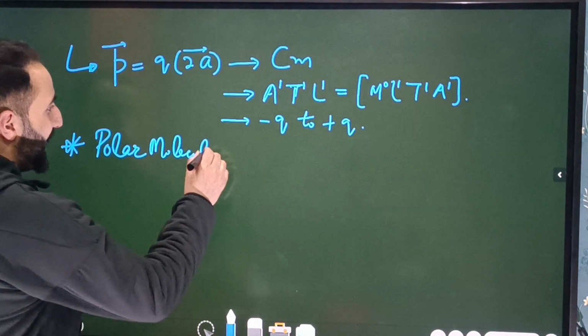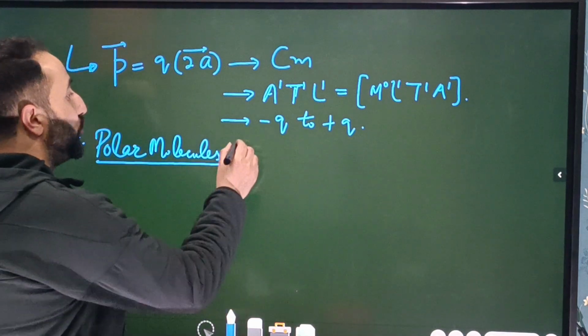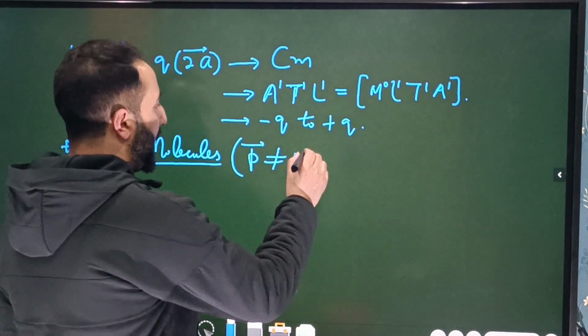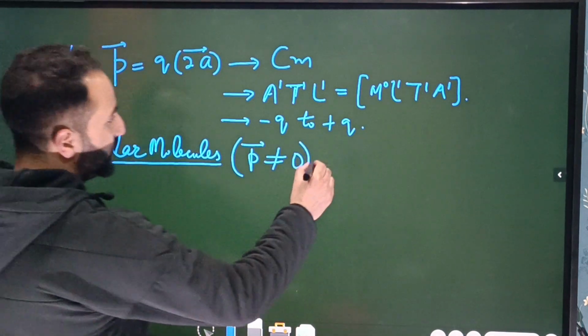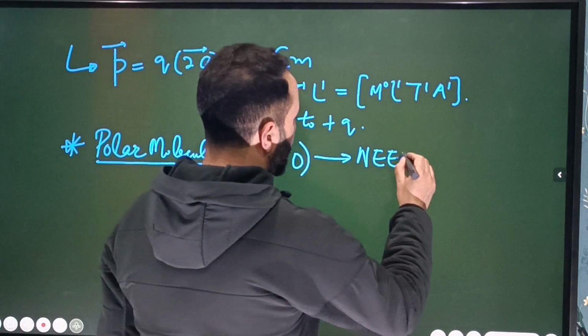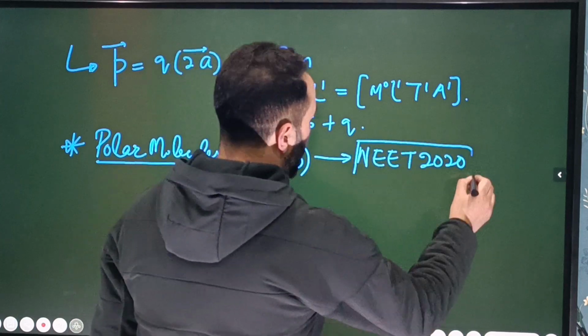So we say that polar molecules are those molecules for which the net dipole moment is non-zero. This net dipole moment is not equal to zero. And what about the non-polar molecules? This question has been asked as such in the NEET 2020. There cannot be a simpler question than this: what are polar molecules?